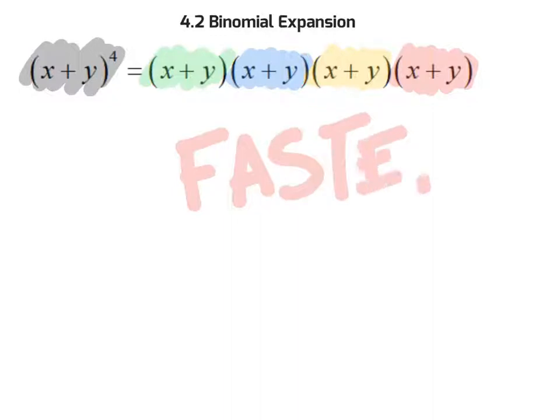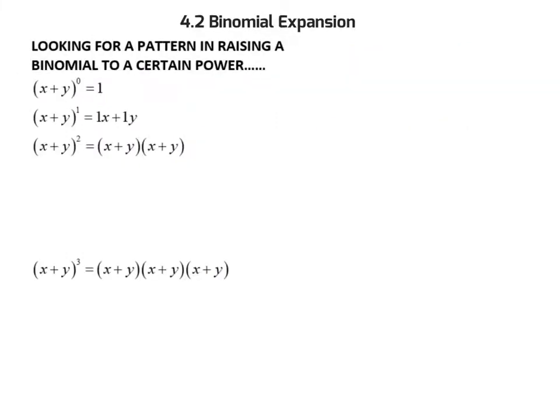All right? And it follows a very cool pattern called Pascal's triangle. Watch. So like all things in mathematics, we need a pattern. So if I take the binomial x plus y and raise it to the 0 power, anything equals 1. If I raise it to the power of 1, it's just itself, 1x, 1y.